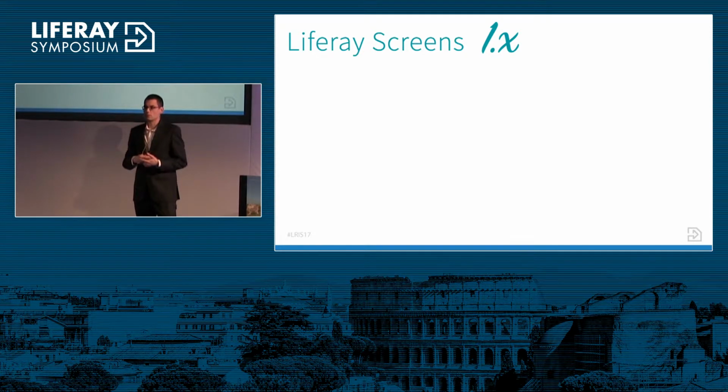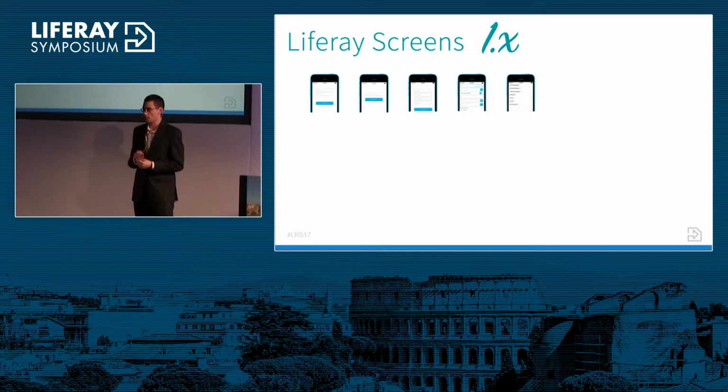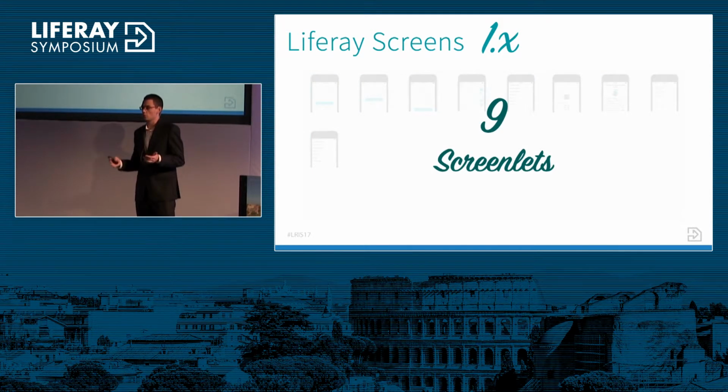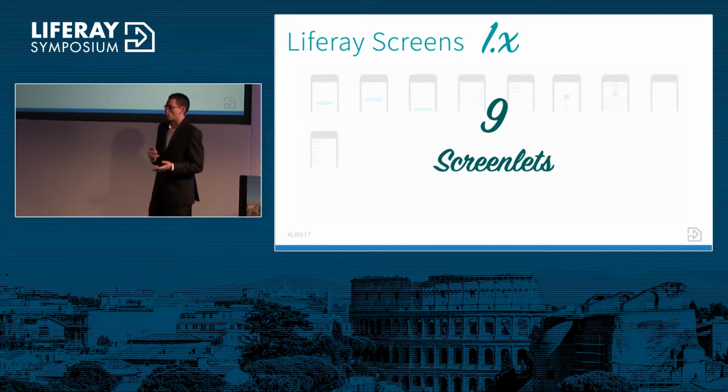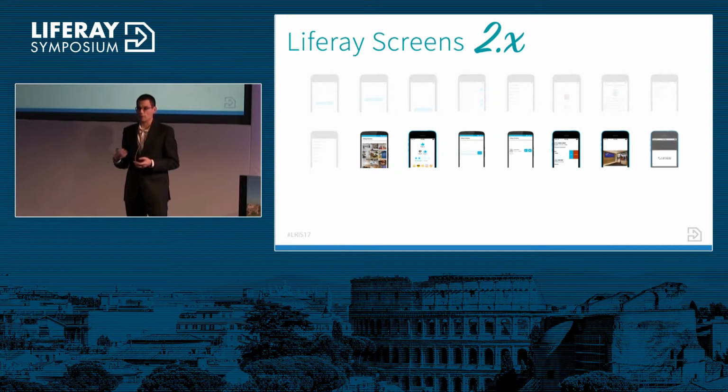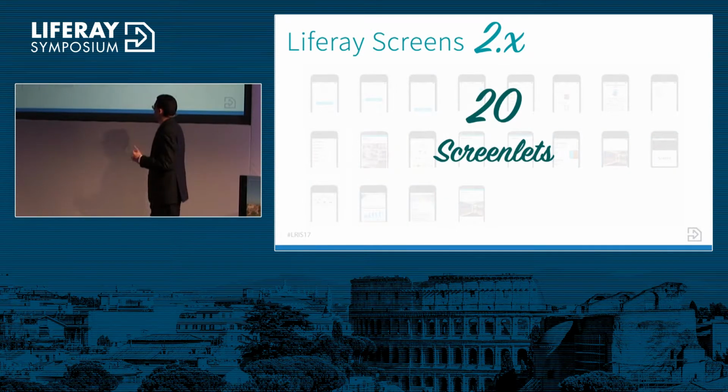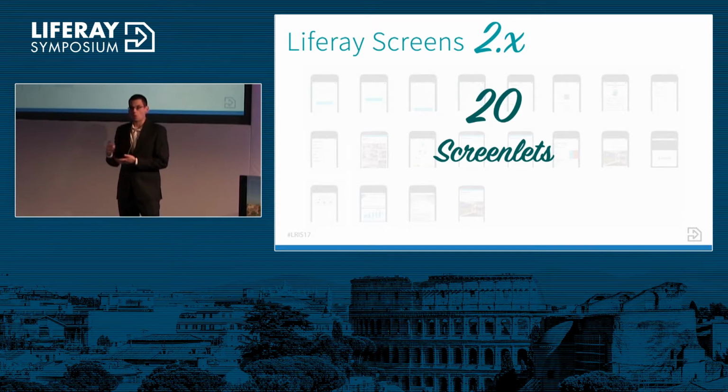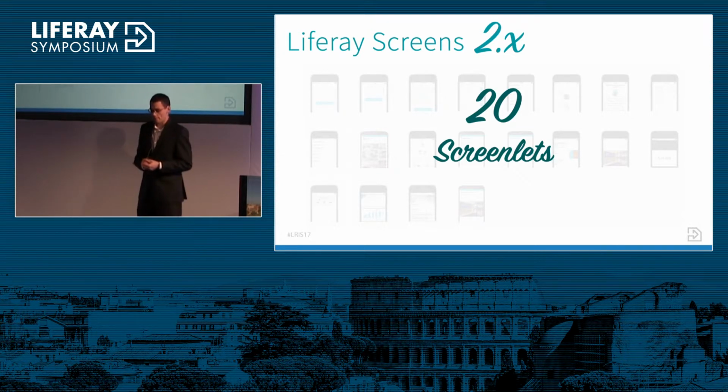Three years ago, we announced Liferay Screens 1.0, and we released it with 9 screenlets. They were the most commonly used screenlets, like the DDL form to support forms, web content to render web contents, login, sign up, etc. Then the next year, we released another 11 screenlets, getting to a total of 20, with more advanced ones, like a PDF screenlet to render PDF files, or a gallery to render images, etc. So you know the trend.